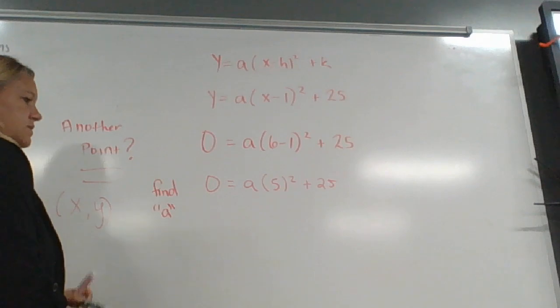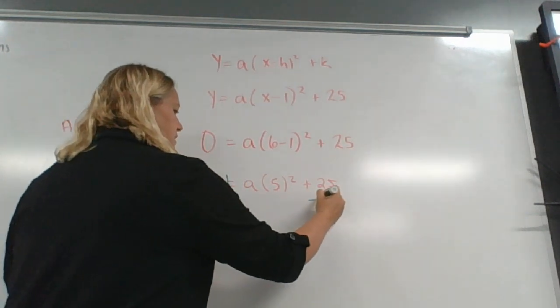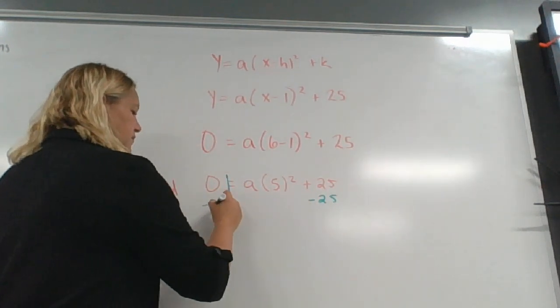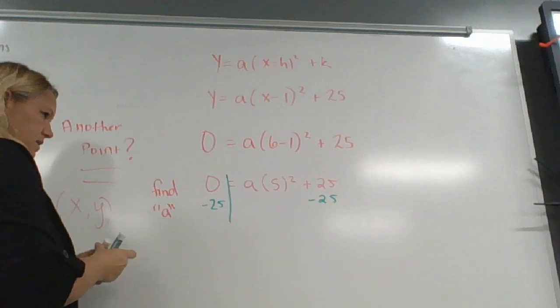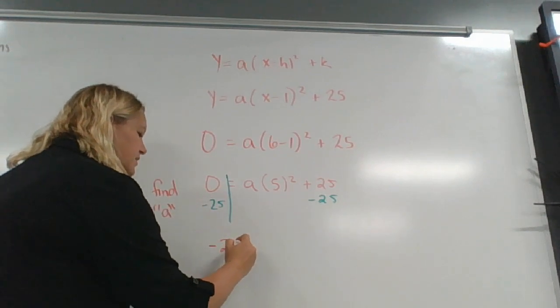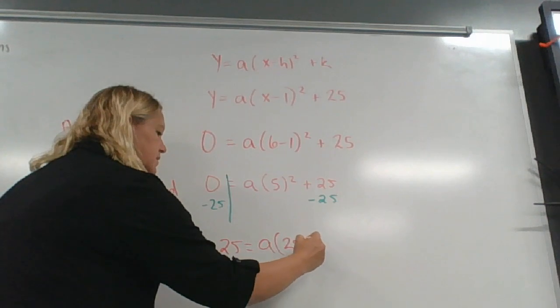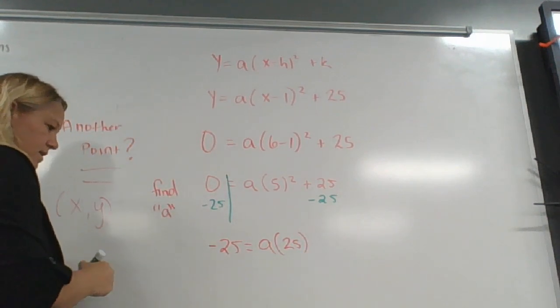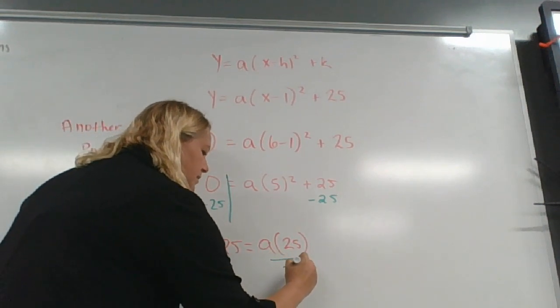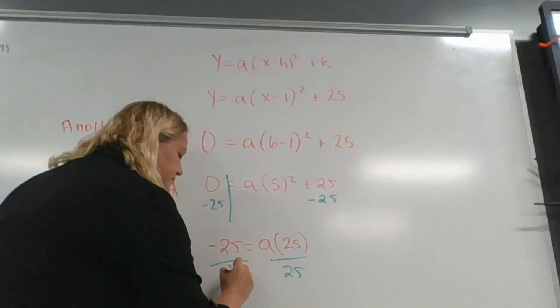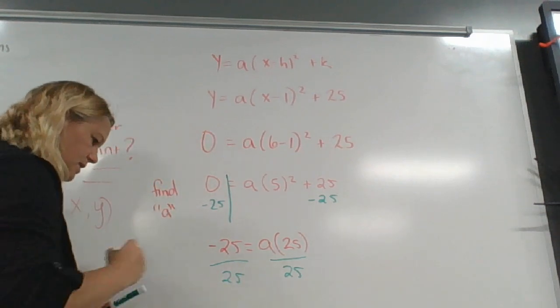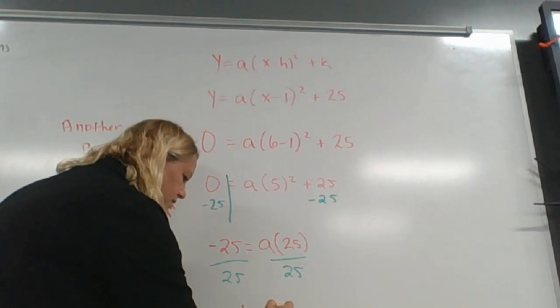Zeros are always a little complicated. So I'll subtract 25 over, and negative 25 equals a. 5 squared is 25. Divide by 25. And I agree, negative 1 is our a value.